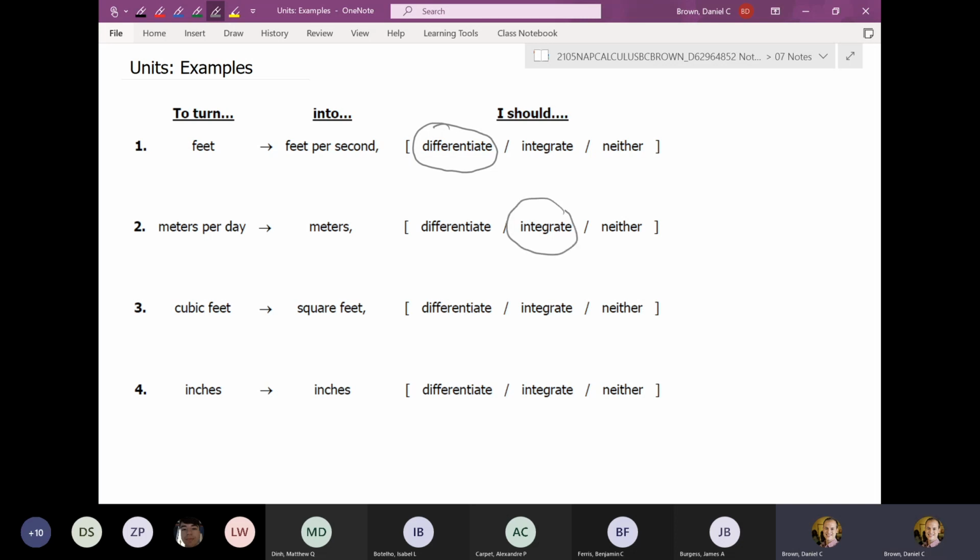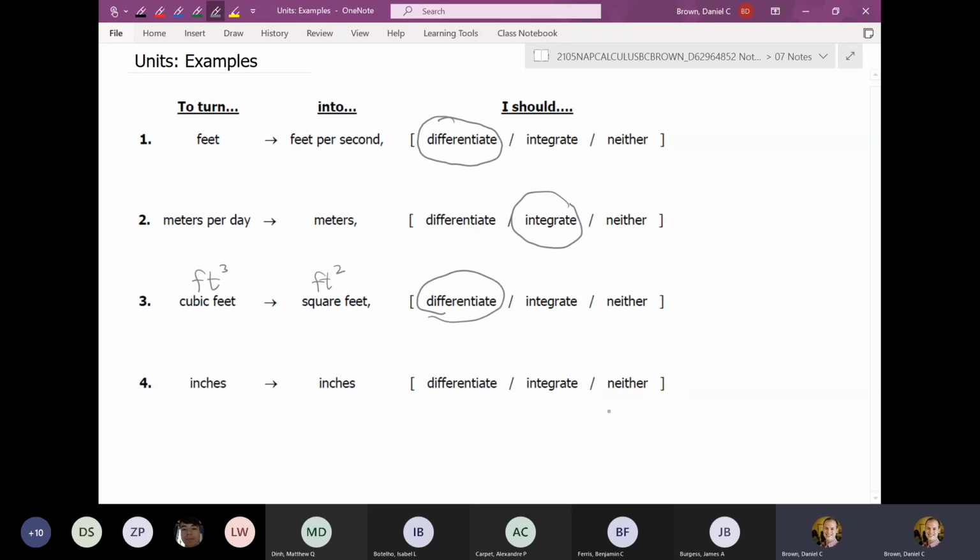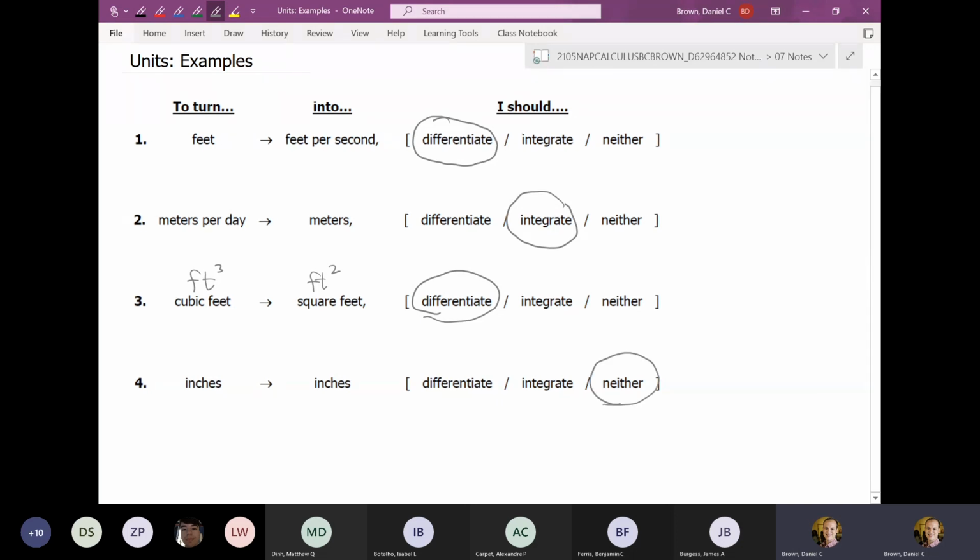What about cubic feet to square feet? And it might help if I write the units out with cubic feet and square feet. Differentiate. And then the last one, if your function is given to you in inches and you know your answer needs to be inches, then just use the function that was given to you. So we're going to build on this idea on Tuesday again and start looking at the actual types of word problems that these problems can ask us.